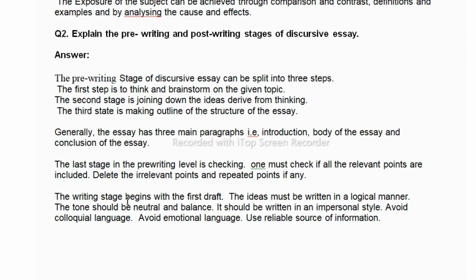In this stage, the writing stage begins with the first draft. The ideas must be written in a logical manner, not in an emotional manner.